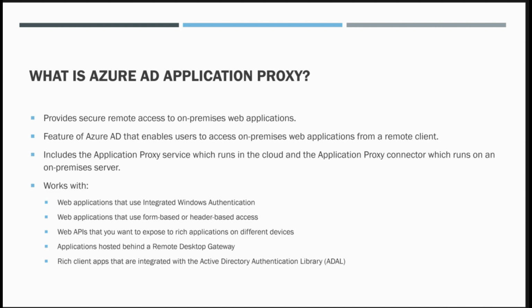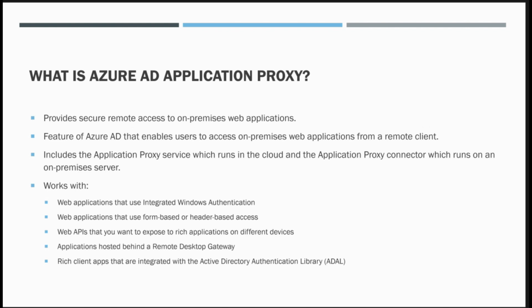Azure AD Application Proxy is a service hosted in Azure that allows you to provide secure remote access to on-premise web applications. This feature of Azure AD enables users to access on-premise web applications from a remote client. It includes the application proxy service, which will run in the cloud, and also an application proxy connector, which will run on your designated server on-premise.